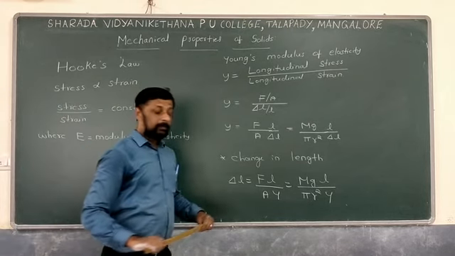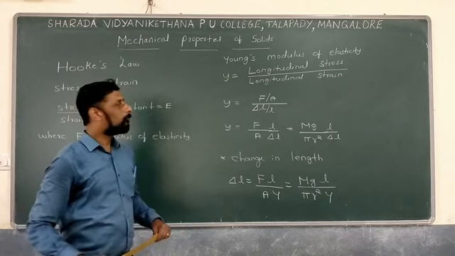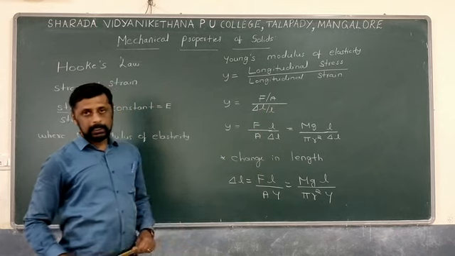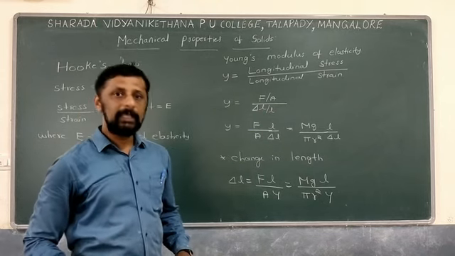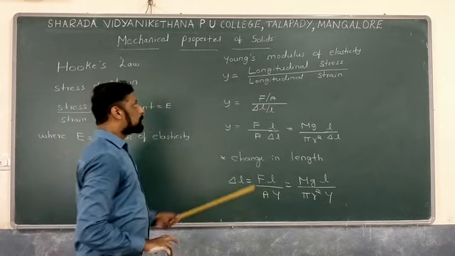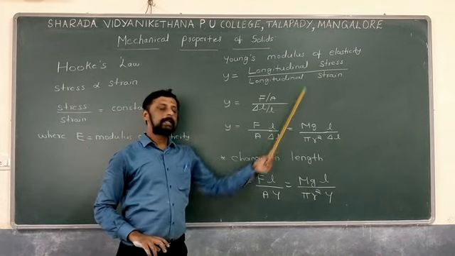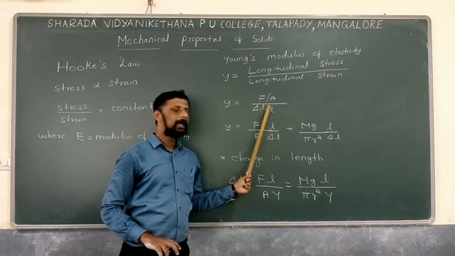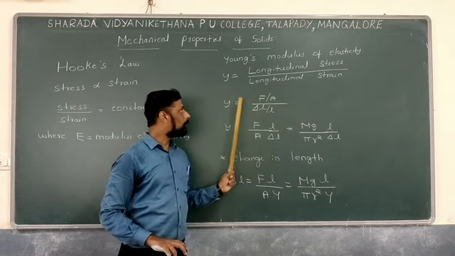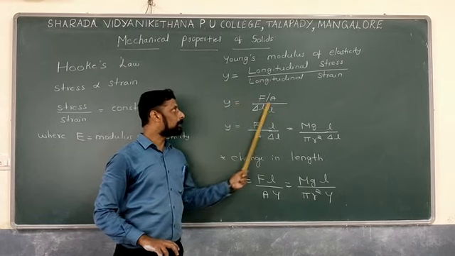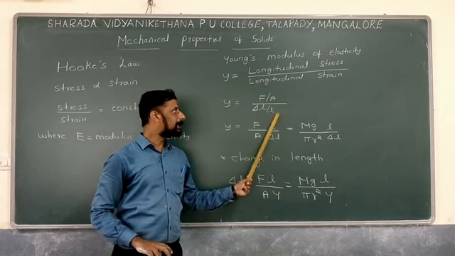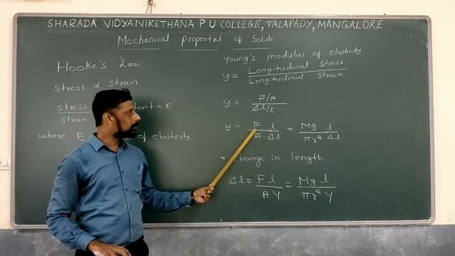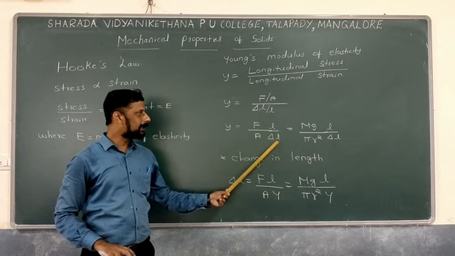So there are three different types of modulus of elasticity. First one is Young's modulus of elasticity. It is defined as the ratio of longitudinal stress to the longitudinal strain. You know the formula for longitudinal stress, that is given by F by A, while longitudinal strain is given by delta L by L. Therefore Young's modulus Y is equal to F by A divided by delta L by L. Then the formula can be written as Y is equal to F by A into L by delta L.